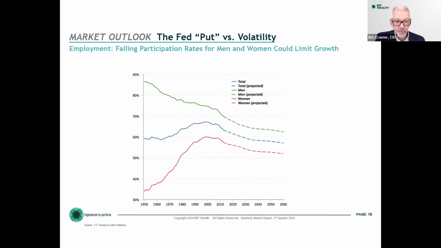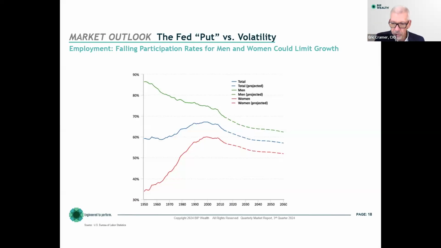Now, back in 1950, the participation rate for women was very, very low. But as that changed, it drove up the line in blue, which is everybody. But now they're going down at roughly similar rates. And so the total is going down at a similar rate. We've known that that was going to happen.